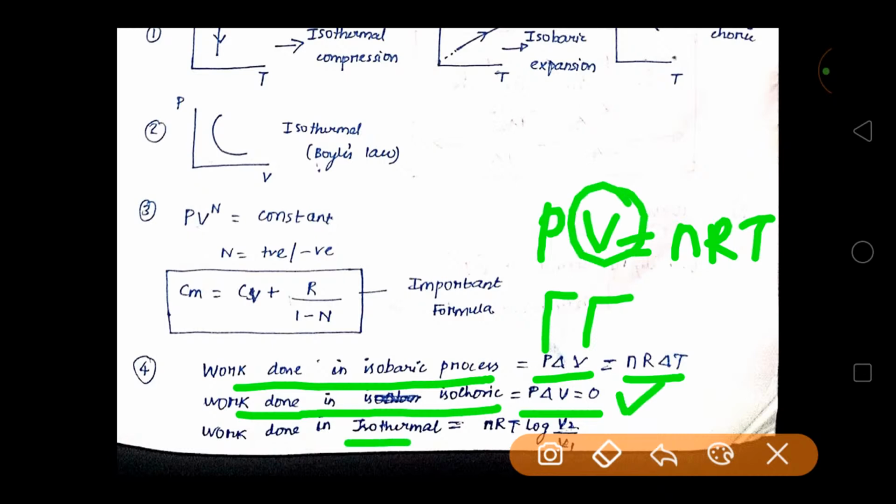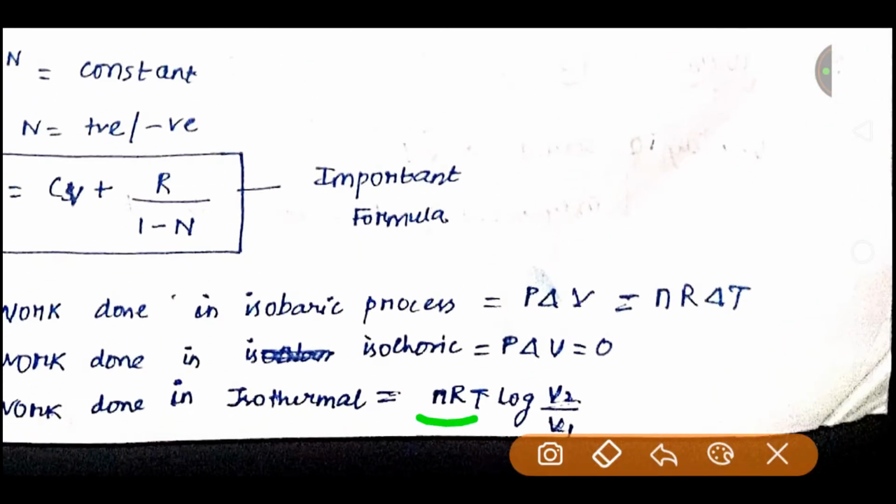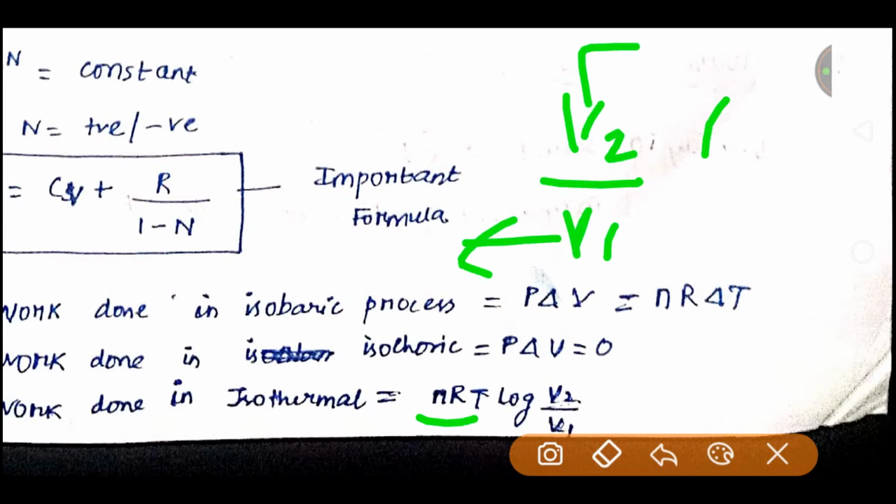Work done in the isothermal process is nRT log V2 by V1. V2 means final volume, V1 is initial volume. Or you can say P1 by P2. You can use either V2 by V1 or P1 by P2.